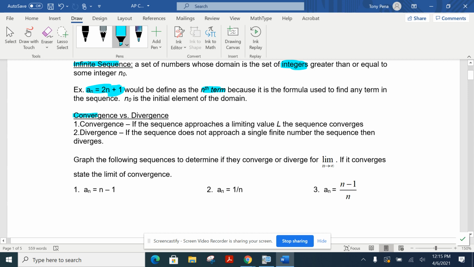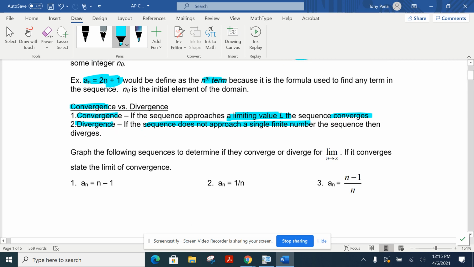It means the same thing here. If we converge, what that tells us is that the sequence of numbers is going to approach a limiting value, and if that's the case, we're going to say it converges. If that sequence does not approach a single finite number, then we're going to say that the sequence of numbers is going to diverge. All right.